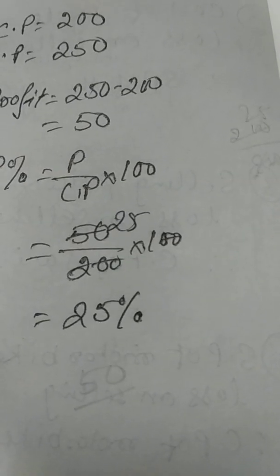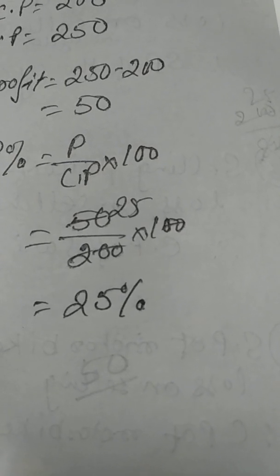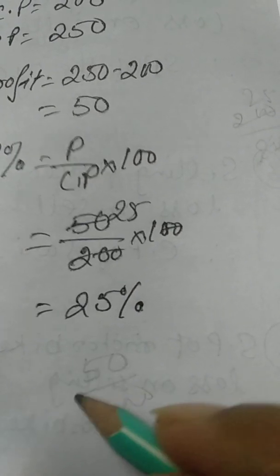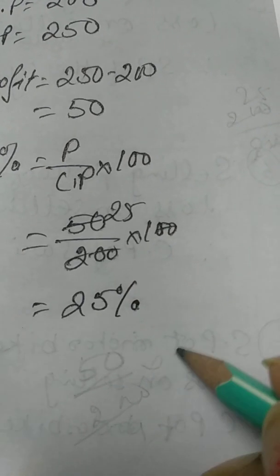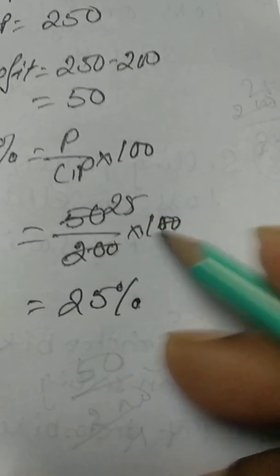So better do it in this process only. Otherwise it will be 50 by 200 into 100. I cut 4 with 100, 25. So it is better that I cut the 0, I get 2. 2 I am cutting with 2 multiple of 25, I get 25. So I am writing, from 2 by 2 we are cutting, 50, and I am getting 25%. Okay.